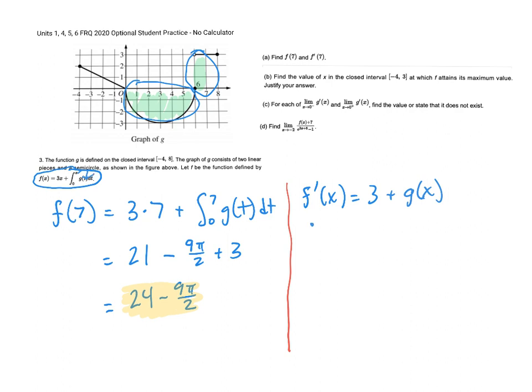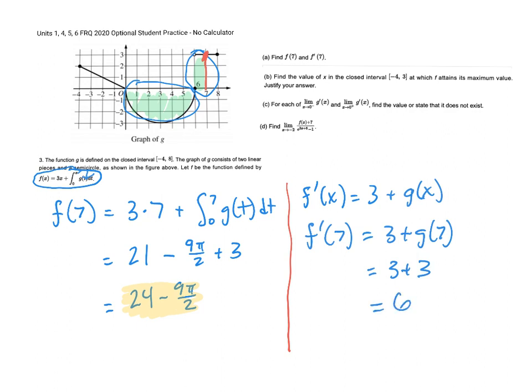And so if I want to calculate f prime of 7, this is going to be 3 plus g of 7. To find g of 7, I just go out here to 7 on the graph, and I figure out what the y value is. The y value is 3. So f prime of 7 is 6, 3 plus 3.